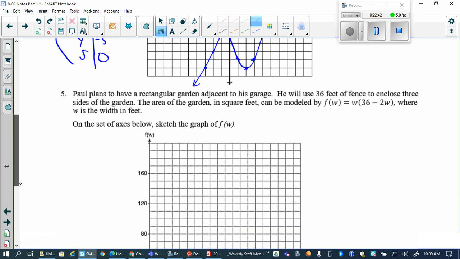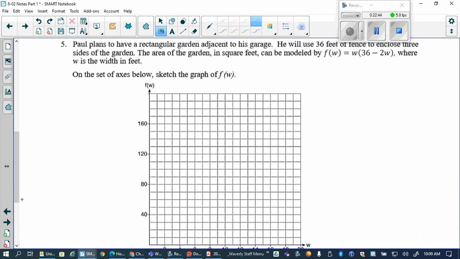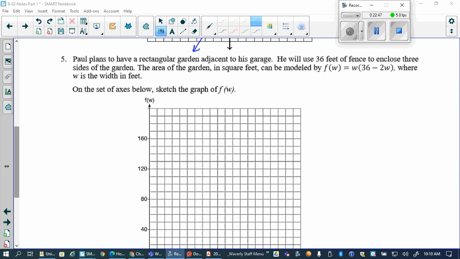Okay, take a second and finish that up and read over the next one. What I need everyone to do right now, before anybody answers another question, is read number 5. Read number 5. I'm not going to read it for you.